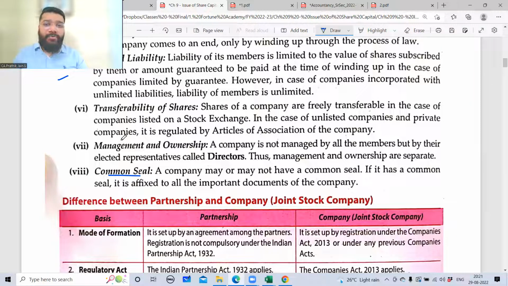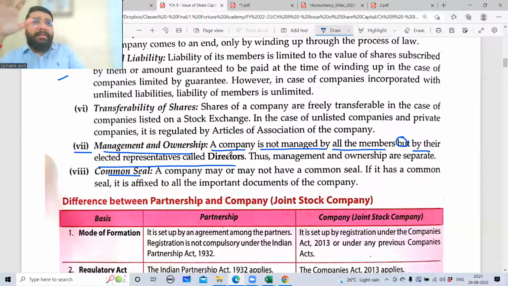Listening, sir. Super. Next is management and ownership. A company is not managed by all the members, but by their elected representatives called directors. Tell me, guys, all of you have heard of this company called Reliance Limited? Who's the owner? Who's the MD? Mr. Mukesh Ambani, sir. Of course, now the next generation is coming in, Akash Ambani, Anant Ambani.